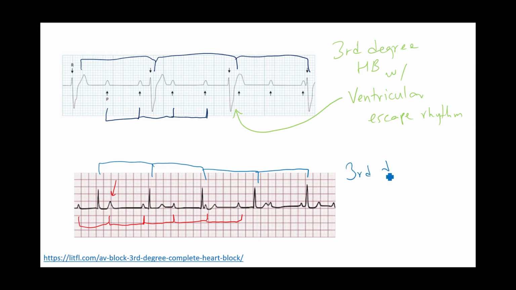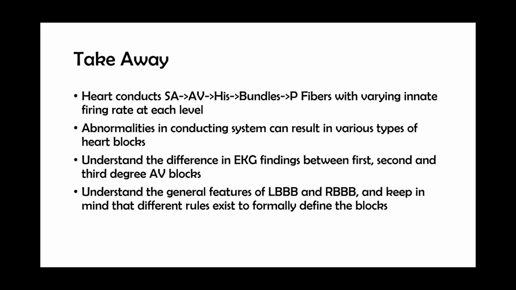This is also a third degree heart block. But in this case, because the complexes are narrow, this is likely a junctional rhythm, meaning that the AV node or the area around the AV node starts conducting autonomously at this given rate, with no signals coming in from the SA node. Okay, the takeaways for this video.